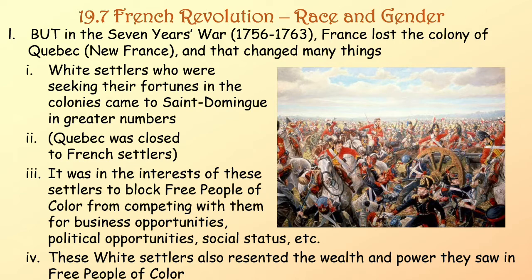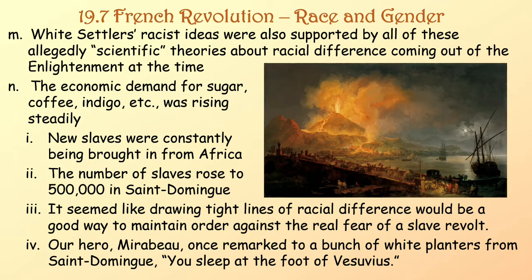It was in the interests of these settlers to block free people of color from competing with them for business opportunities, political opportunities, social status, etc. And these white settlers also resented the wealth and the power that they saw in free people of color. White settlers' racist ideas were also supported by all of these allegedly scientific theories about racial difference coming out of the Enlightenment at the time that we learned about.